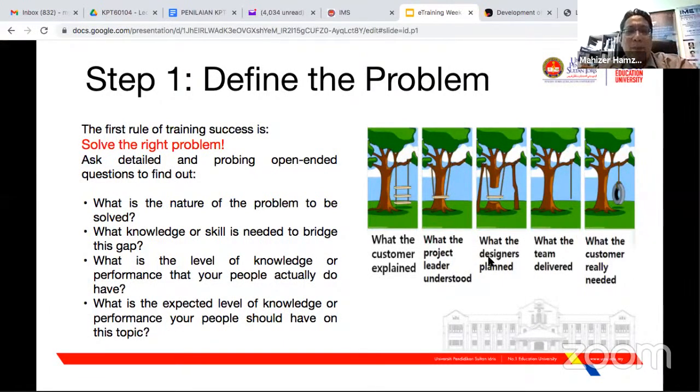What is the nature of the problem to be solved? Okay, what is actually, especially, what is the main problem that we would like to solve? Sometimes we are solving the wrong problem. For example, especially for lecturers, sometimes when you are doing discussion, you find out the majority of students cannot express their opinion, they have a hard time, dia tak boleh menyampaikan. So what are actually the problem? So we have to find out the real problem.